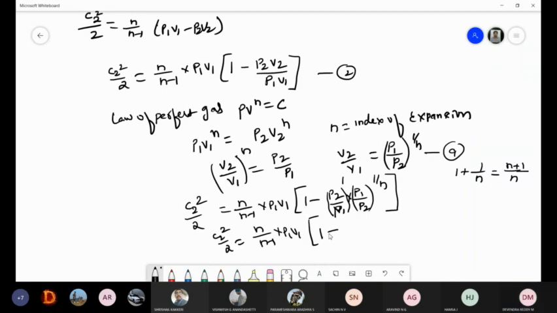Once again, I have to tell. Look here. I want this entire equation in terms of P2 by P1. So what I'll do, this is P2 by P1, and this is P1 by P2. I'll write it here as P2 by P1 to the power minus 1 by n. Can I write like this? Any doubt?